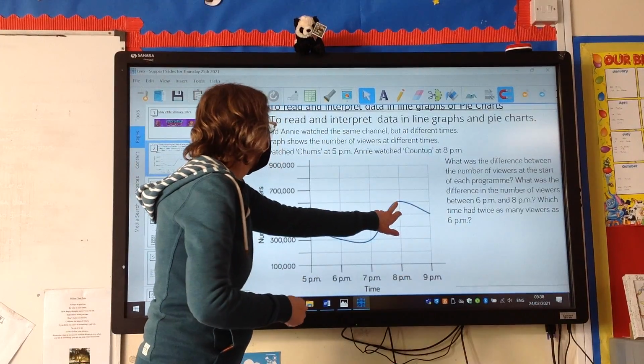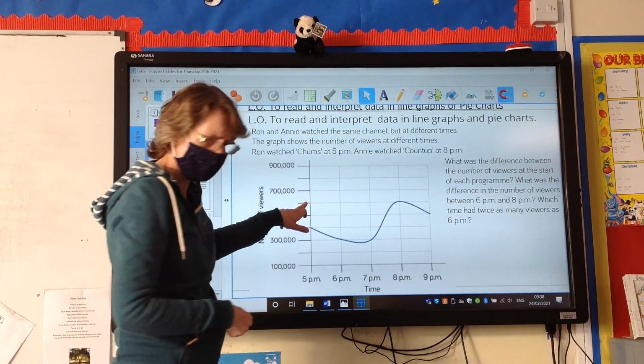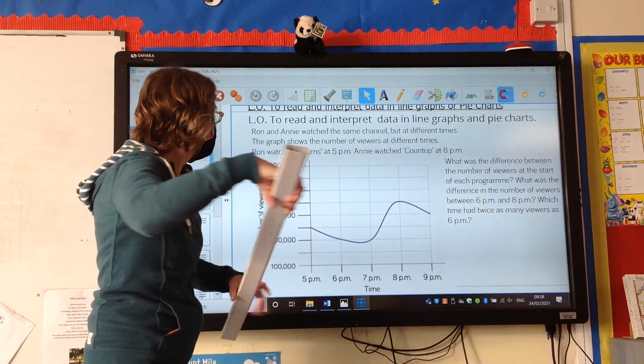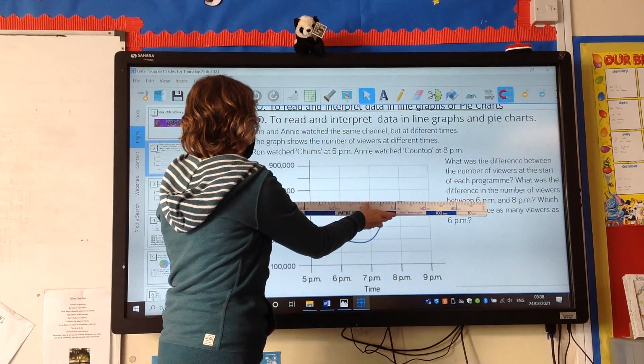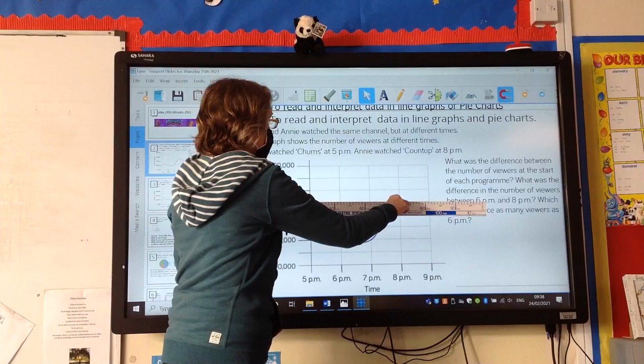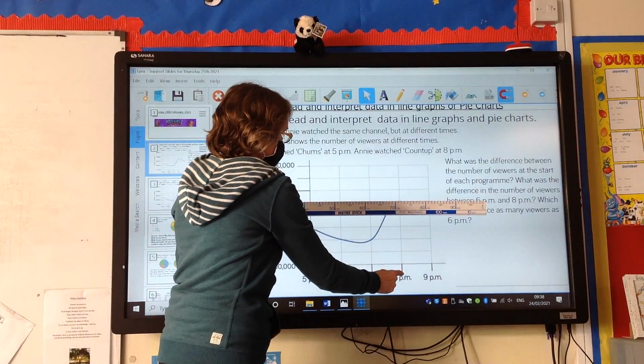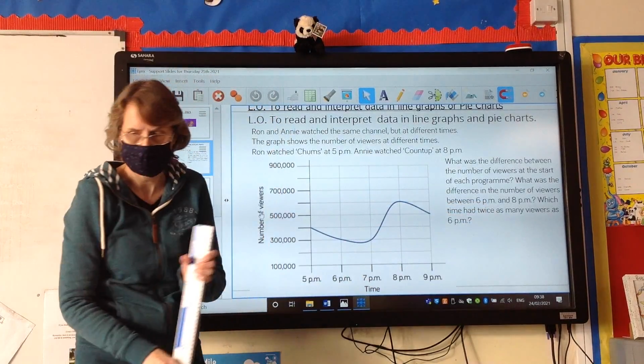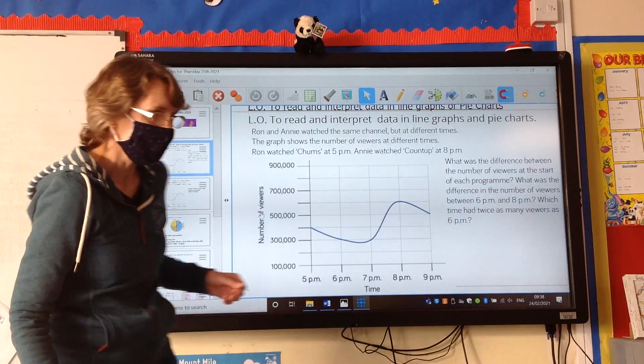8 o'clock. Good, well done. Because there's the 600,000. Actually, if I'd used a ruler, that would have been much easier, wouldn't it? I could have gone straight from 600,000 and across and then followed the line down to 8 p.m. Good, 8 o'clock. Okay, let's have a look at the next slide.